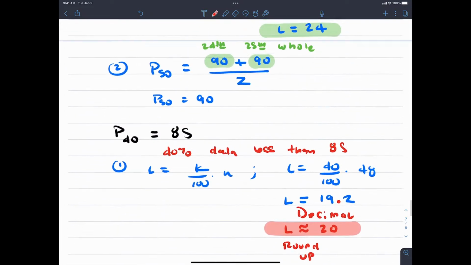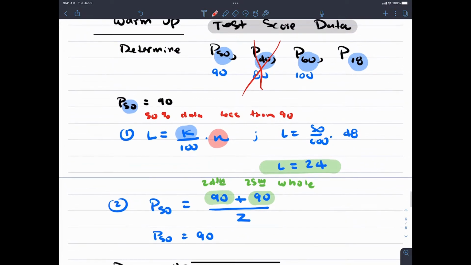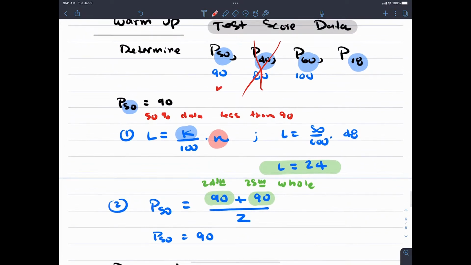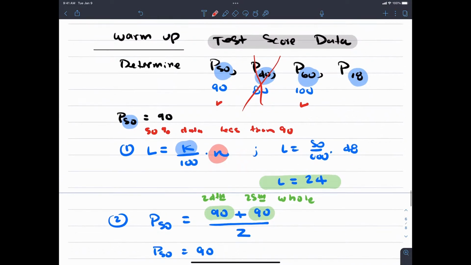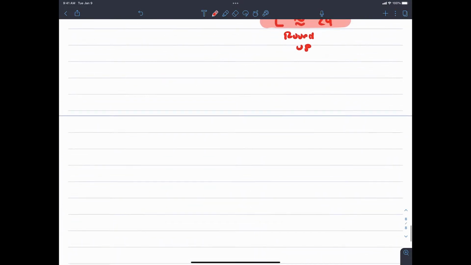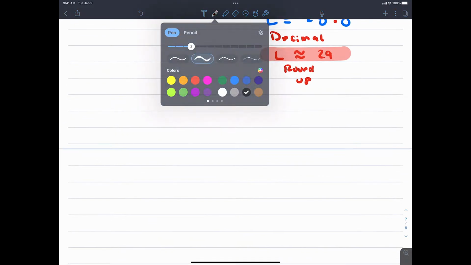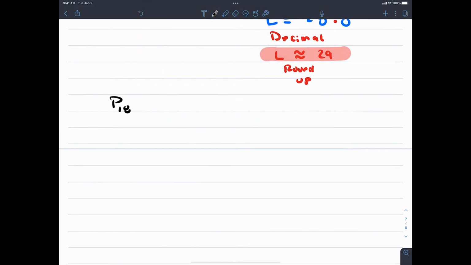Okay. So were you guys correct on that one? Yes. Good job. So you had the 90, you got the 100. Good. Now we got to do P18. Is that true? P18. So let's go through the procedure. K over what? 100 times N. So it's going to be 18 over 100 times 48. Is that true?